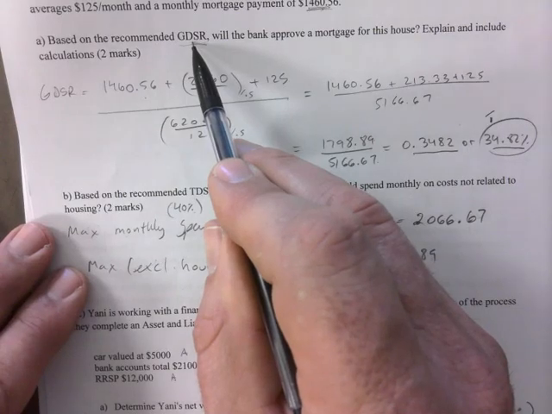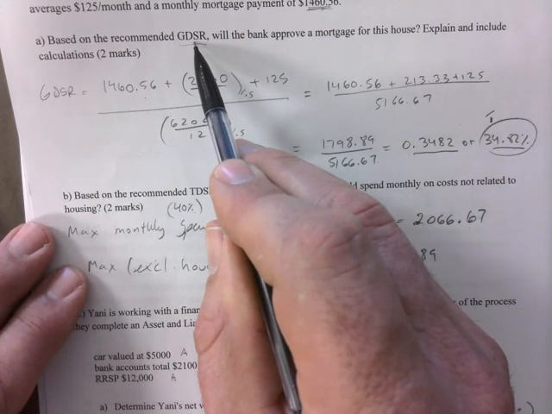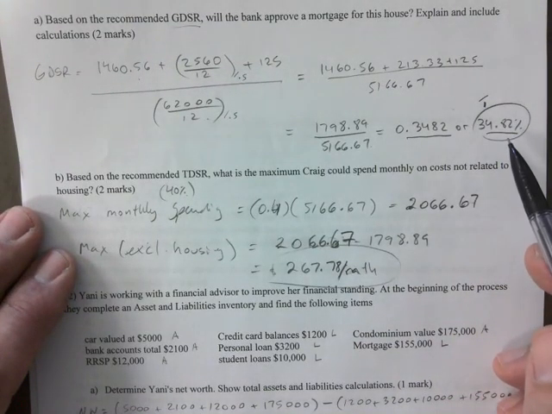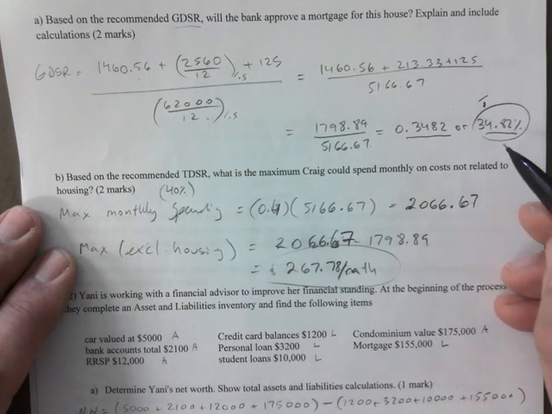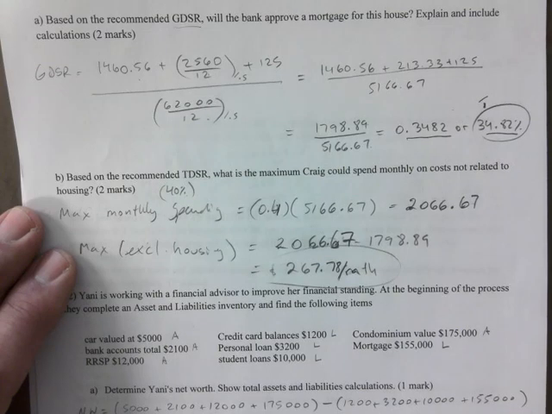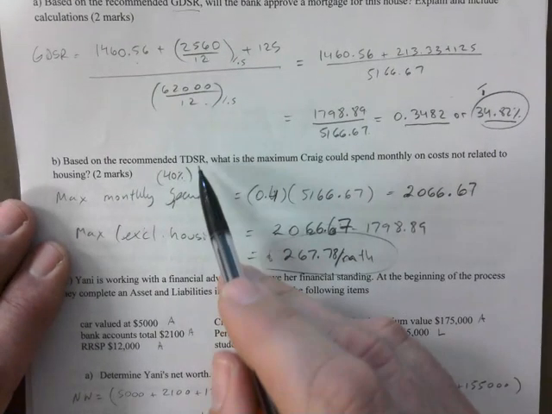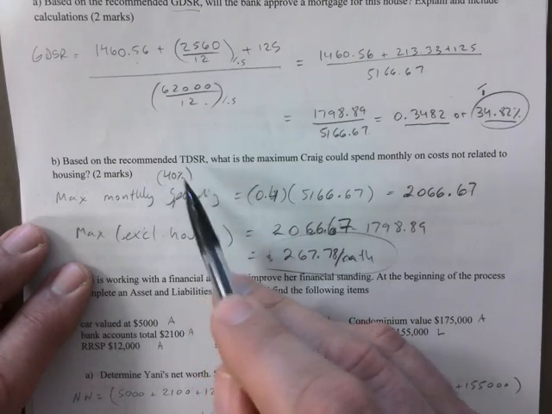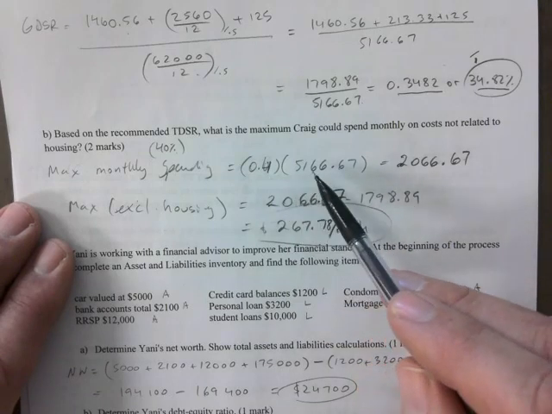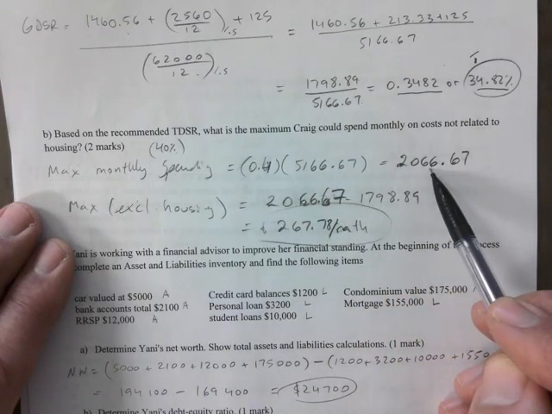GDSR, what's the magic number with GDSR? 32. So would this person be approved for the mortgage? No, it would be over 32. So you must mention the 32% when asked to explain whether or not the person would qualify. You have to use the 32%, the magic number, okay? For TDSR, it's 40, so you cannot spend more than 40% of your income on things. So 40% of your income is this.